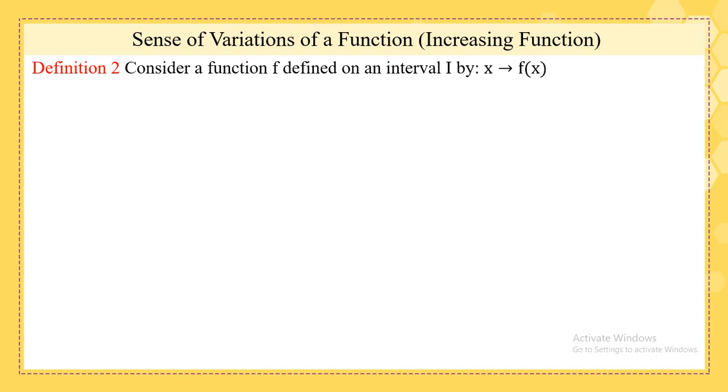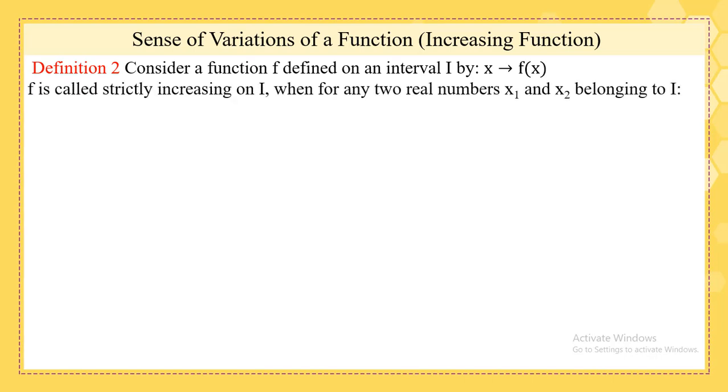Consider a function f defined on an interval I by x, f of x. F is called strictly increasing on I when, for any two real numbers x1 and x2 belonging to I, if x1 is less than x2, then f of x1 is less than f of x2, which means when x increases, f of x increases. You see, here x2 is greater than x1, then f of x2 is greater than f of x1. Or we can study the sign of f of x1 minus f of x2.